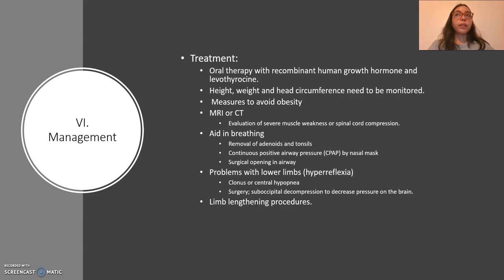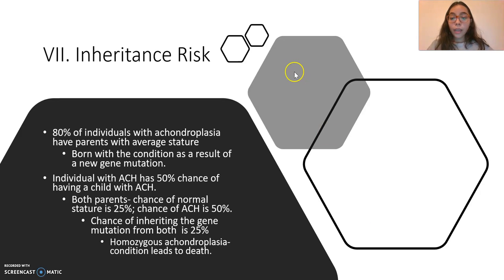To help the individuals with breathing, treatment may include surgical removal of adenoids and tonsils, or continuous positive airway pressure by nasal mask, or a surgical opening in the airway. Another treatment may be limb lengthening procedures for height. And so next, we will be going into inheritance risk.